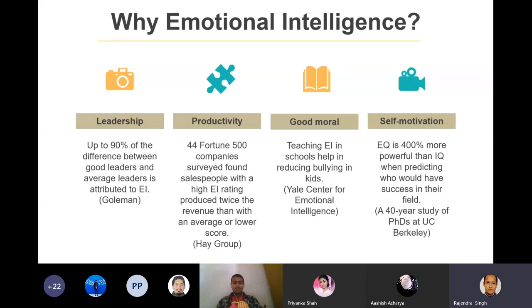So these are a few examples, very few examples. If you go online and research emotional intelligence, you will find many studies done about emotional intelligence and why it is important. Everybody on the same page? Any question? All right, let's move forward.